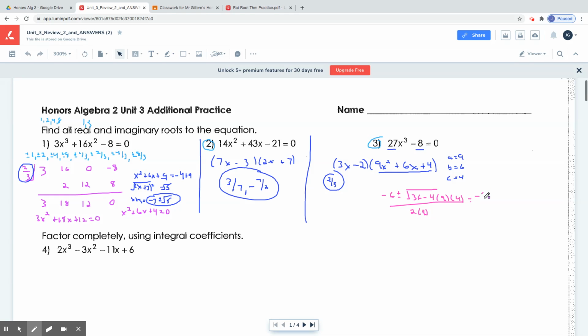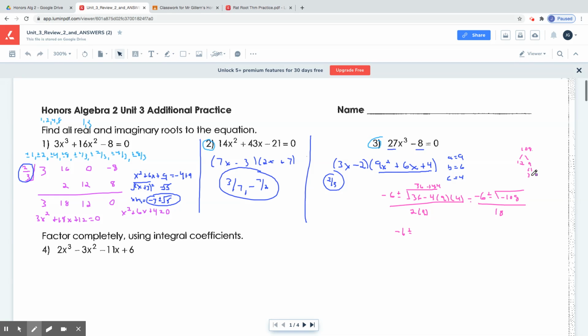So that is negative 6 plus or minus, let's see here, 4 times 4 is 16. 16 times 9 is 144. So you get 36 minus 144, which is negative 108, I believe, all over 18. So I get negative 6 plus or minus the square root of 108. That's going to be an i. We're obviously going to have an i on the outside, but 108 is 12 and 9, isn't it?